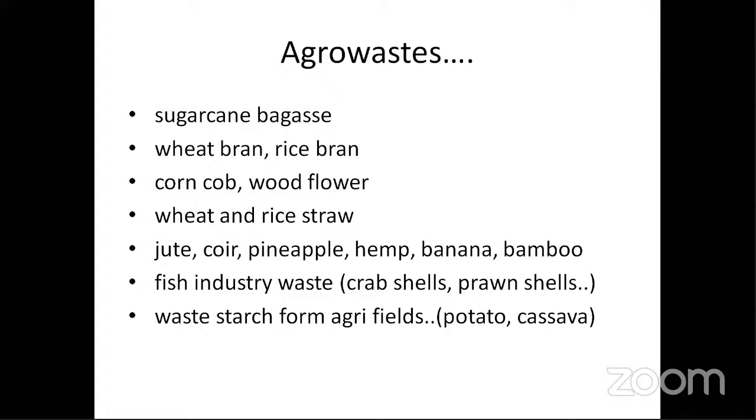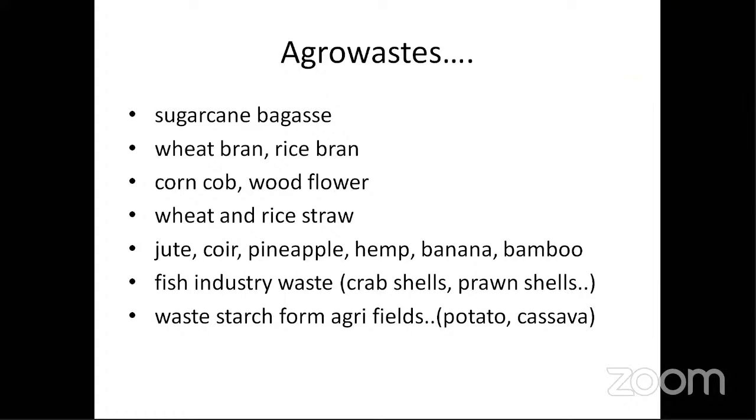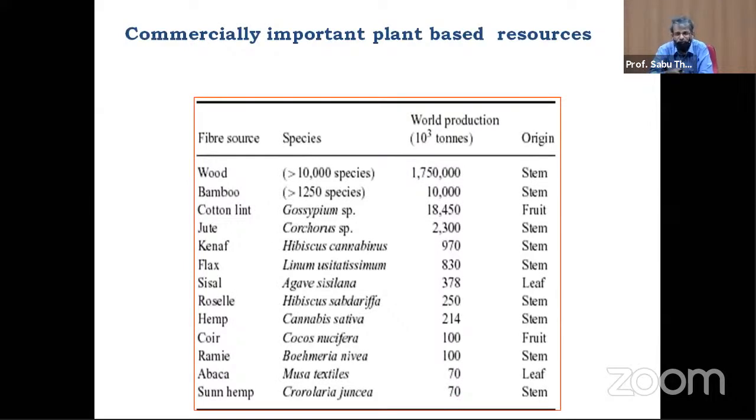Wheat industry, rice industry. So we have lots and lots of agricultural waste. If you look at Kerala, we have lots of plantation of pineapple. After harvesting pineapple, we have lots of waste. Look at the banana plantation. After getting fruit, banana, we have lots of waste. So my sense of my talk is how to utilize this waste and transform them into advanced functional materials. So I have shown a few slides on this.